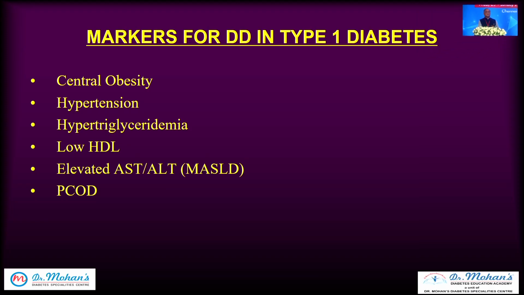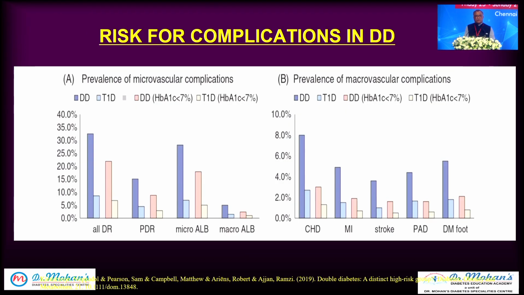So what are the markers or clues we have to look for in type 1 diabetic individuals for double diabetes? We have to look for central obesity, hypertension, hypertriglyceridemia, low HDL levels, elevated liver enzymes, and polycystic ovarian disease. So, coming to complications, double diabetes individuals are at high risk of developing complications of type 1 individuals as well as type 2 individuals.